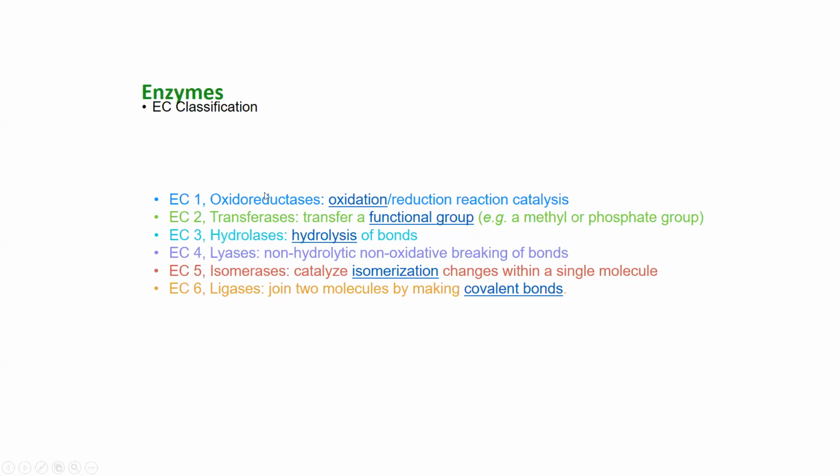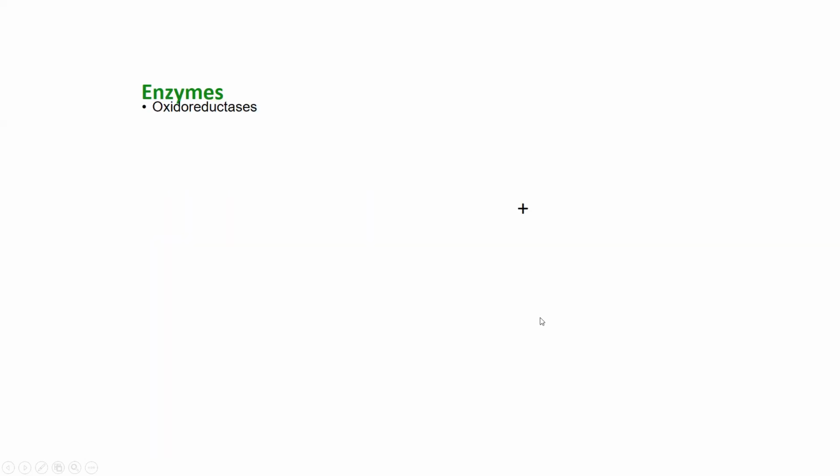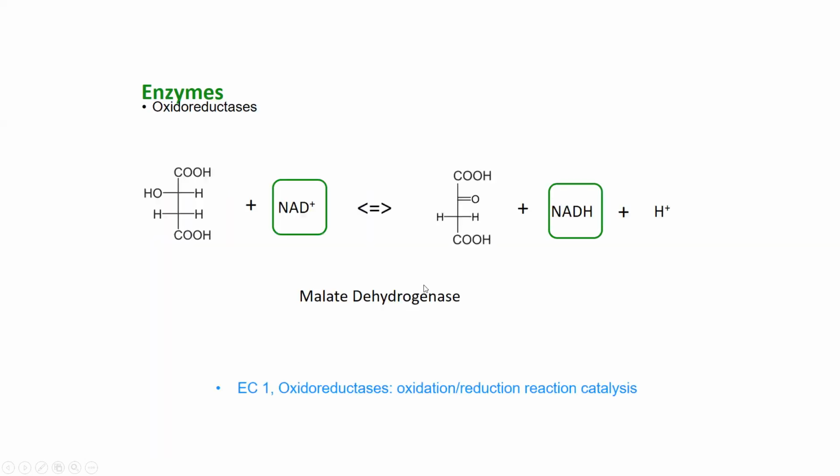So these are just examples of different enzymes. You don't have to know them, but just remember that isomerases isomerize, they rearrange the structure. Ligases join two molecules by making covalent bonds. So that shows you what happens with oxidoreductases.